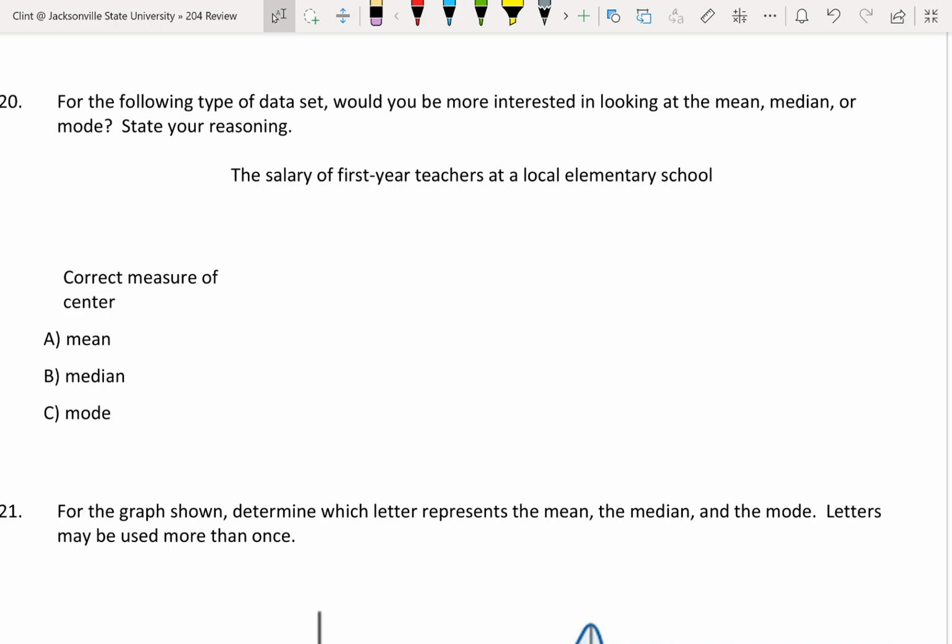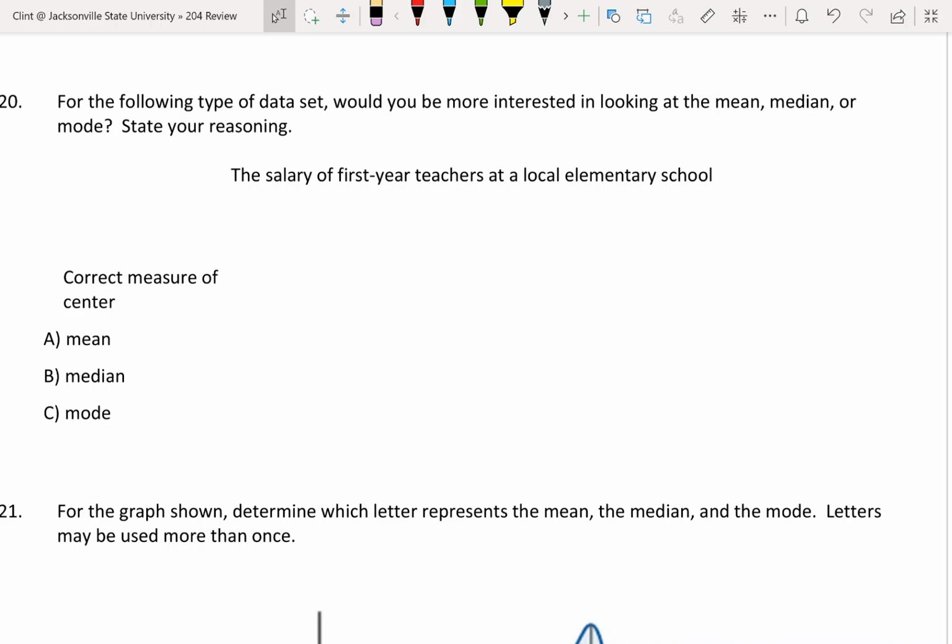All right, this one says, for the following type of data, would you be more interested in looking at the mean, median, or mode? State your reasoning. I know on Hoxie's are multiple choice. It won't be on exam. Okay, so it gives you mean, median, or mode, so I'd let that in because it asks you which one. But the reasoning part, I want you to be able to tell me.